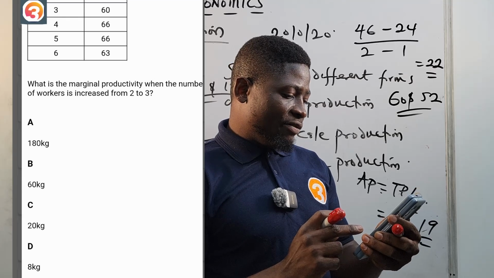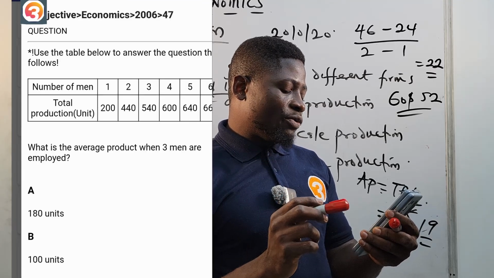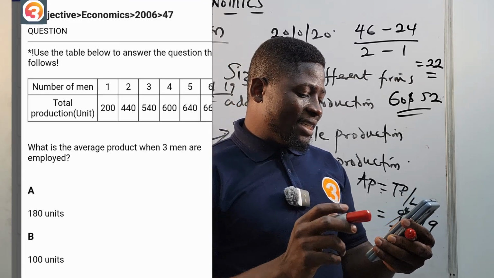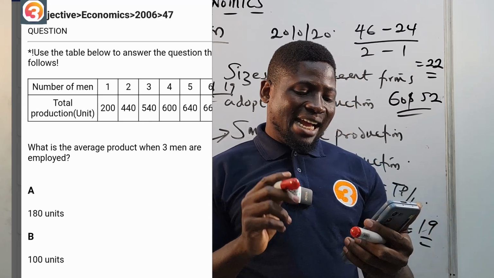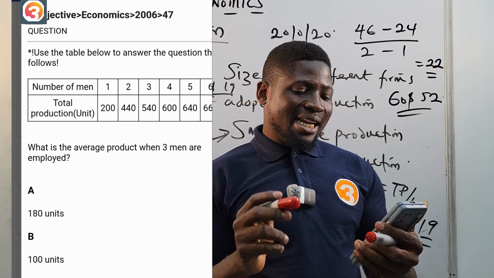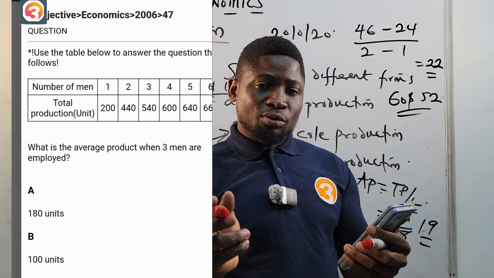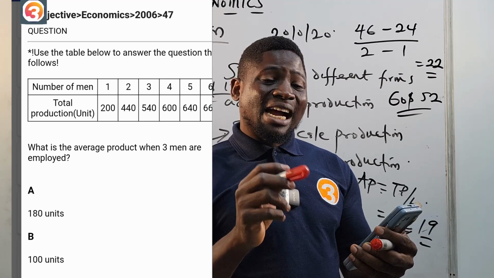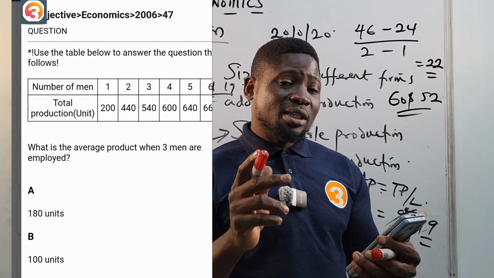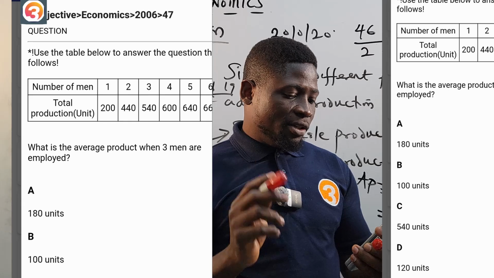2006, number 47. Use the table below to answer the question that follows. What is the average product when 3 men are employed? All right, you already know what to do. We're looking for average product, and average product is total product divided by labor. All right, so you can do that.